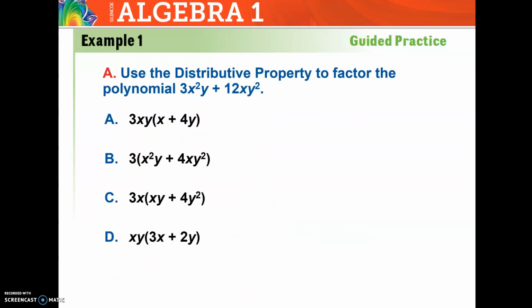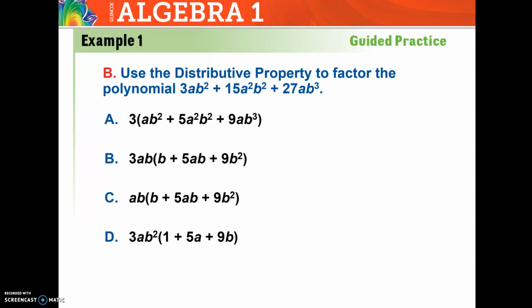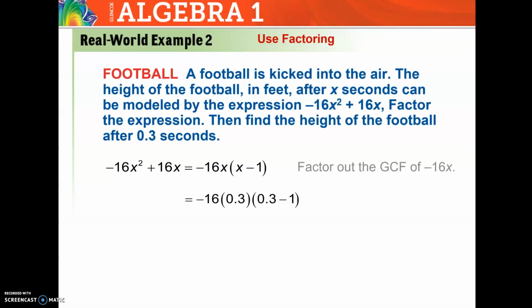So try this one, and pause the video, work it out, try it. It's the best thing you can do, especially if you do mess up, then you can go back and look it over and see where you went wrong, and that will help you learn the best. But you should get 3xy, x plus 4y. Again, pause video, try it, and then check and see what you get. And that would be D, the greatest common factor is 3a squared.